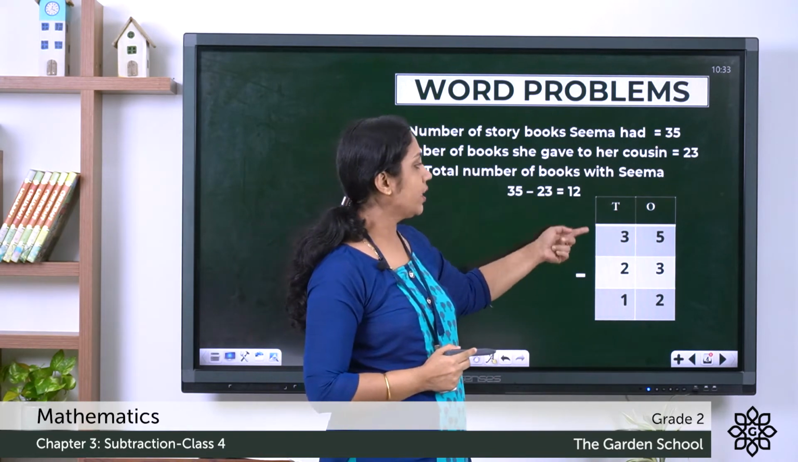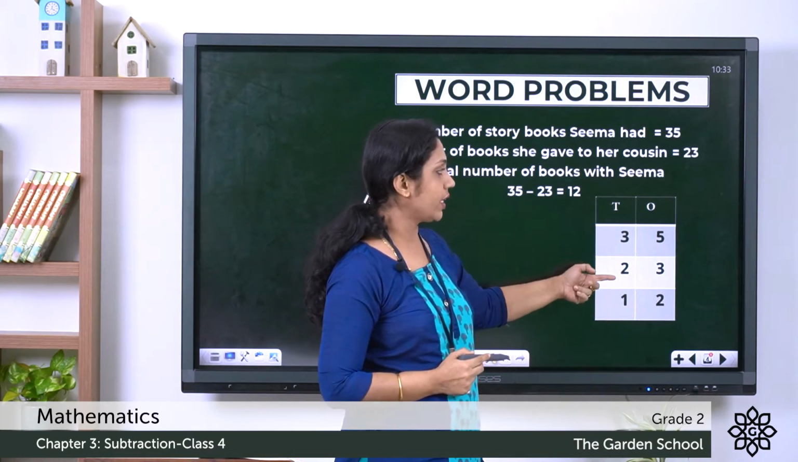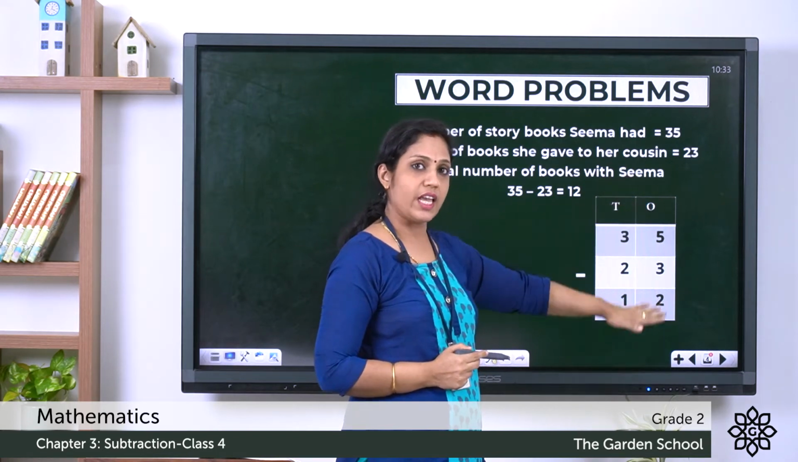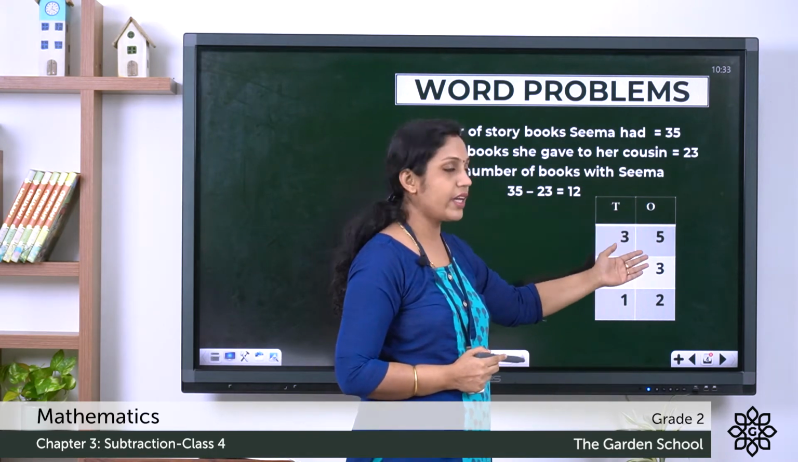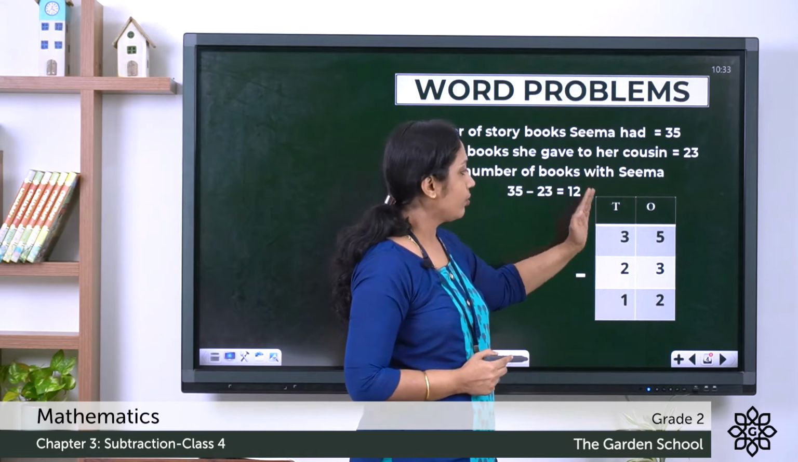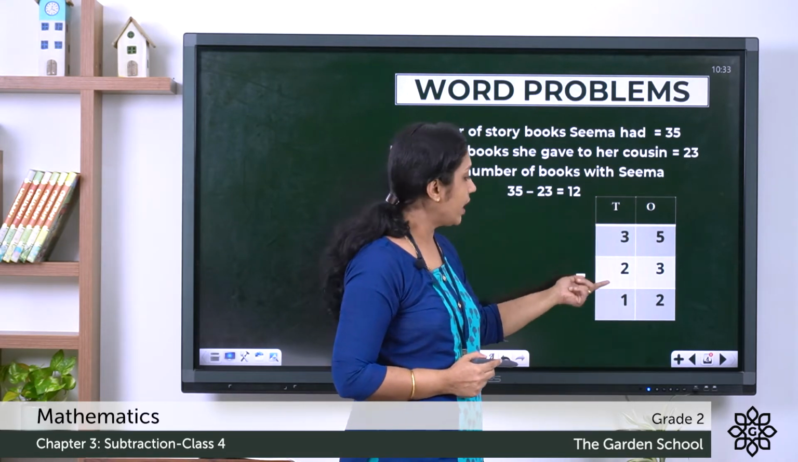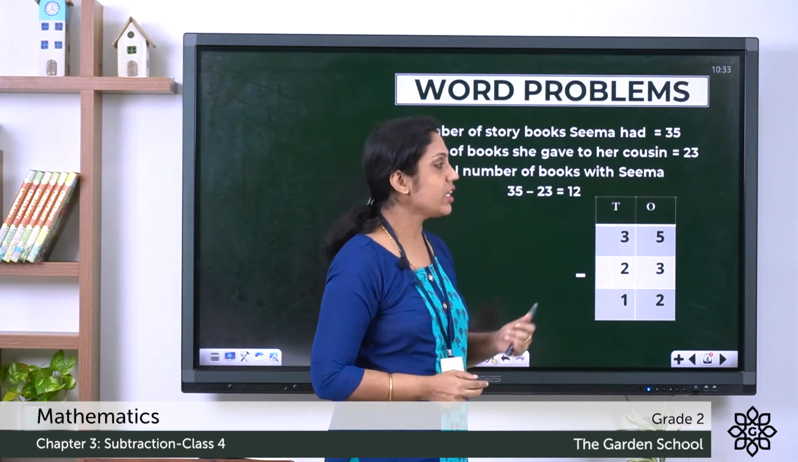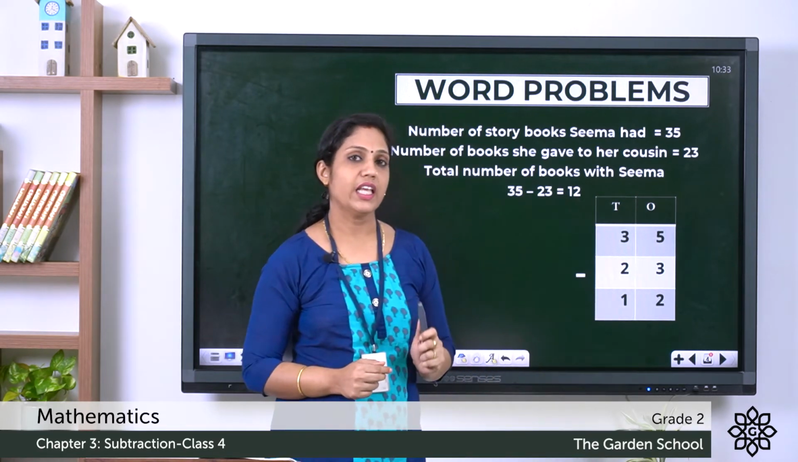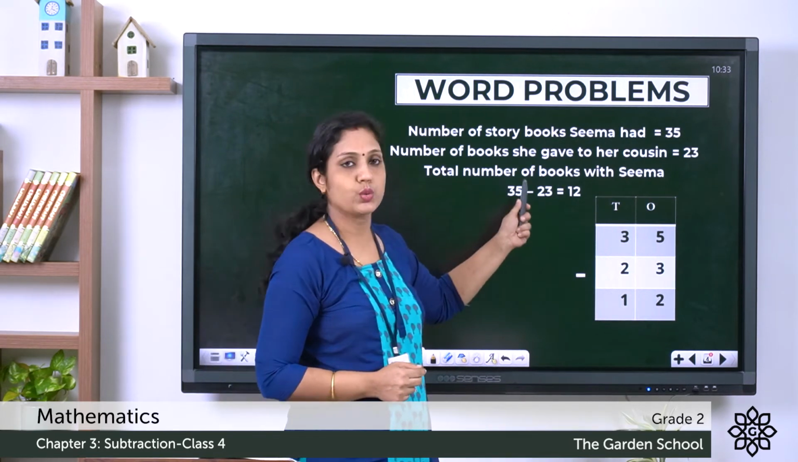And what we get? 35 minus 23. The subtraction is the same process. 5 minus 3 is 2. And moving on to the tens position, we have 3 minus 2 is 1. So what is the answer? 12 books. So how many books are there with Seema? There are 12 books with Seema.